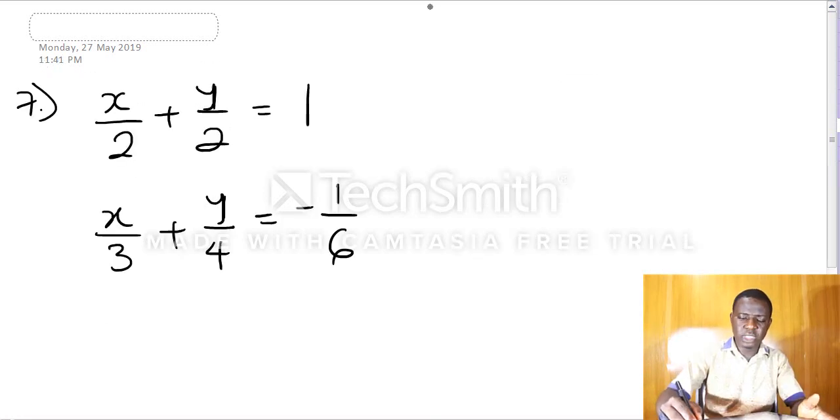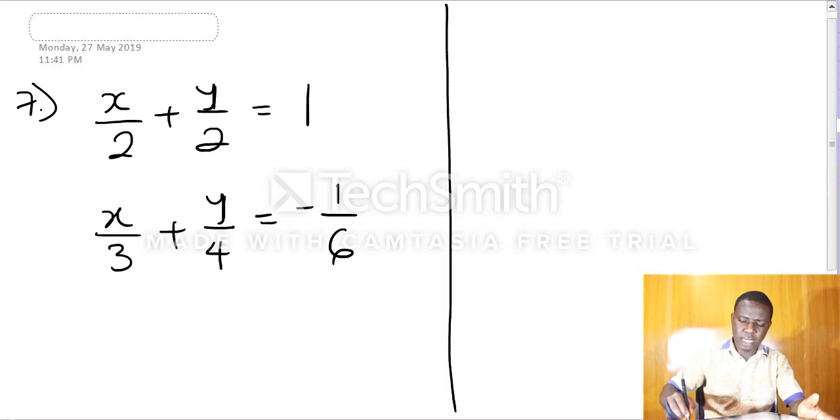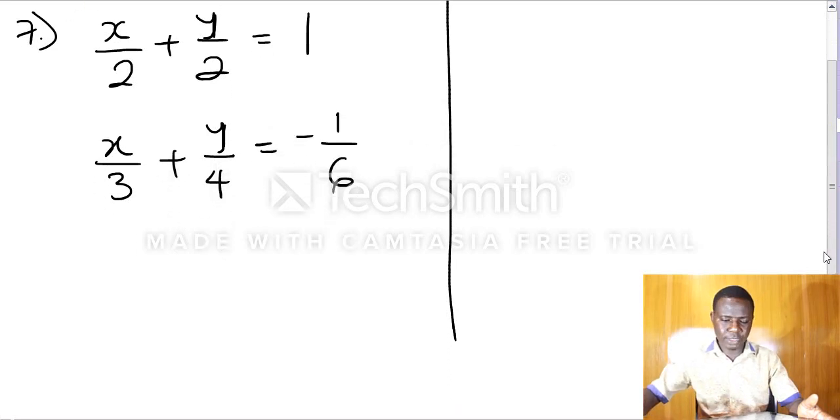That means our values for x and y are correct. Question number 7 says x divided by 2 plus y divided by 2 is equal to 1, and x over 3 plus y over 4 is equal to minus 1 over 6. So therefore, this can be solved.